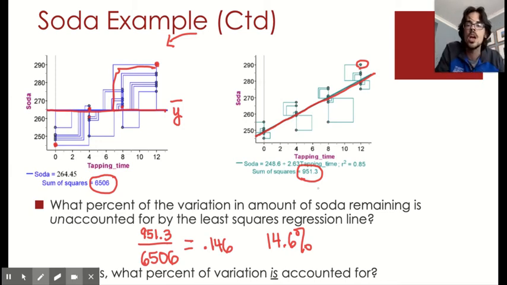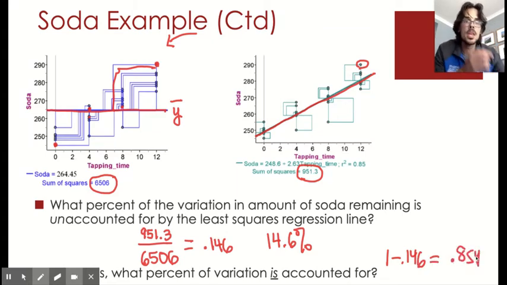bad stuff. So what percent of variation is accounted for? You would just do the complement on this, which is like 86%-ish. I guess 0.854. Okay. So if 14% of the bad stuff is still there, 85% of the bad stuff got accounted for by my line of best fit. My line of best fit helps me make much better predictions than just guessing the average.